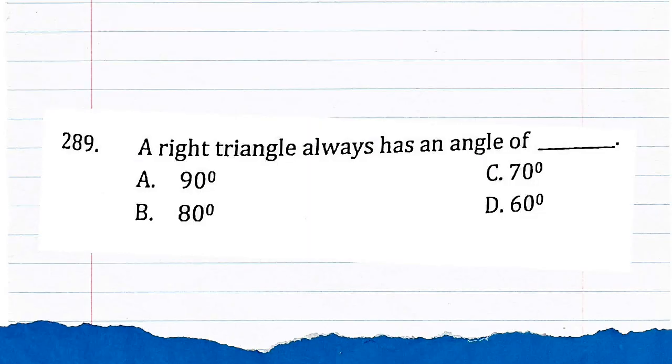Let's proceed with question 289. A right triangle always has an angle of A.